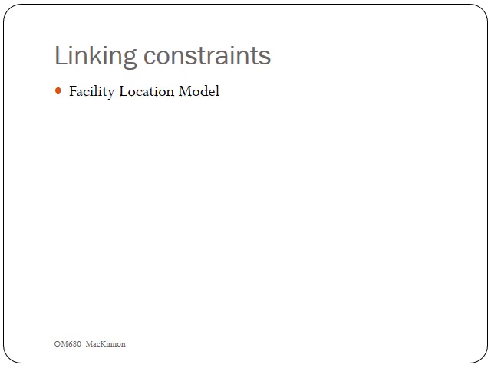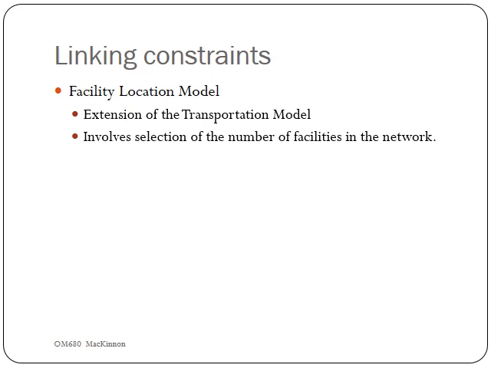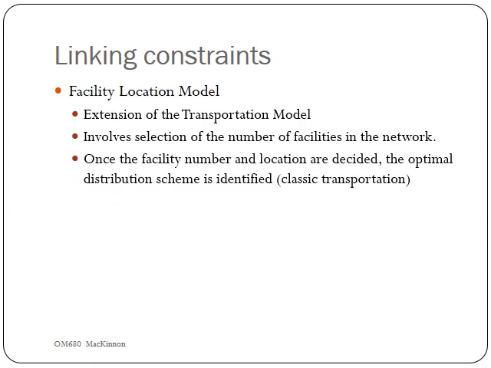Now, let's take a look at the facility location model. All right. This is an extension of the transportation model. And it involves the selection of the number of facilities in a network. Okay. Once the facility number and the location are decided, then it becomes basically a classic transportation model.